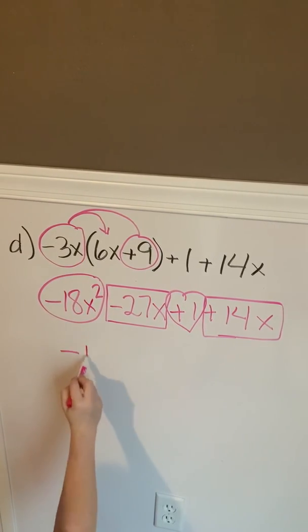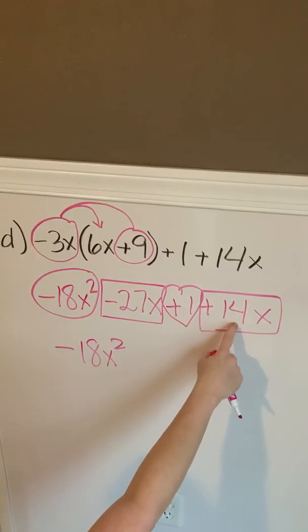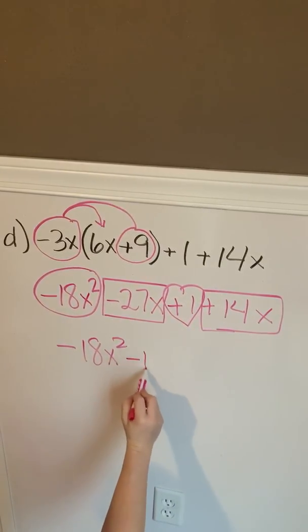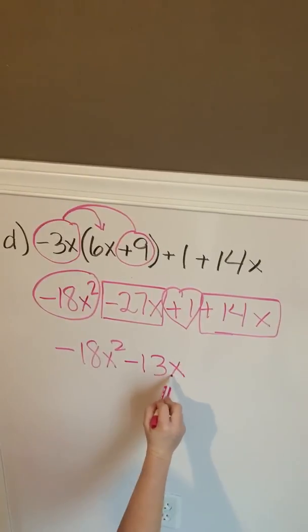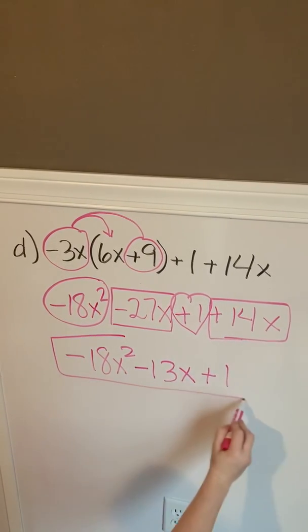So I have negative 18x squared. I have negative 27 plus 14. So that's going to be negative 13x plus 1. And there's nothing more I can do. So that's my simplified.